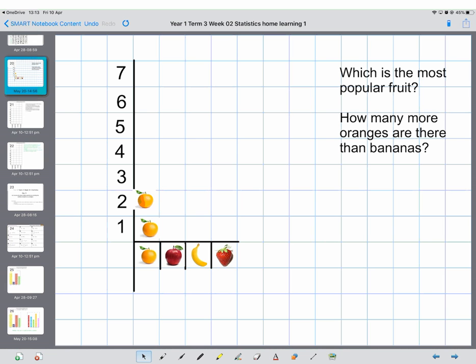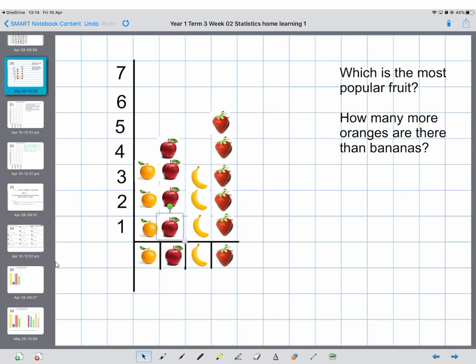So you may want to count as I do them, or you may want to have a look across. I'm going to pause the video now and populate it. Okay, so what you've now got is we can measure how many there are of each type of fruit. So there's 1, 2, 3 oranges. There's 4 apples. There's 3 bananas. And there's 5 strawberries.